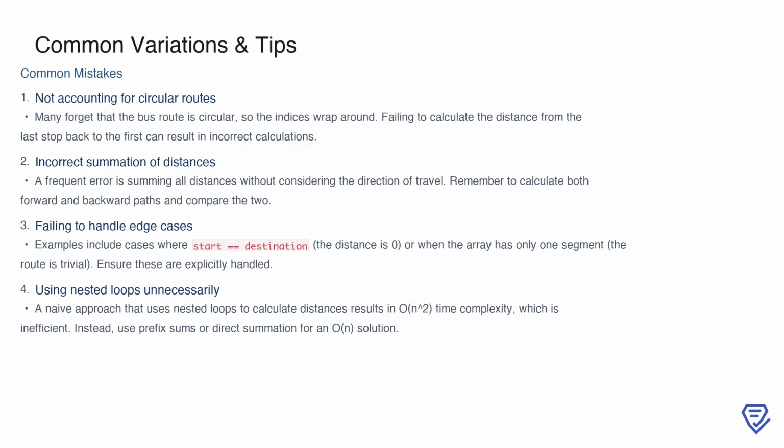Another mistake involves summing distances incorrectly. Remember, this problem requires you to consider both the forward and backward paths, and you need to compare the two to determine the shortest distance. Additionally, edge cases like when the start and destination are the same, where the distance is naturally zero, or when there's only one segment in the array, must be handled explicitly.